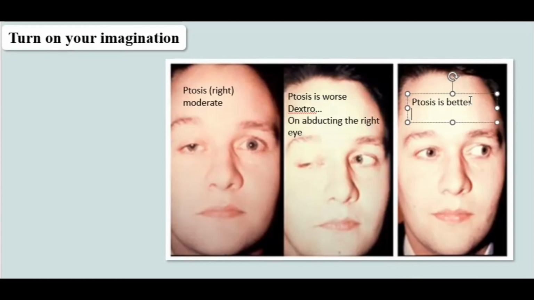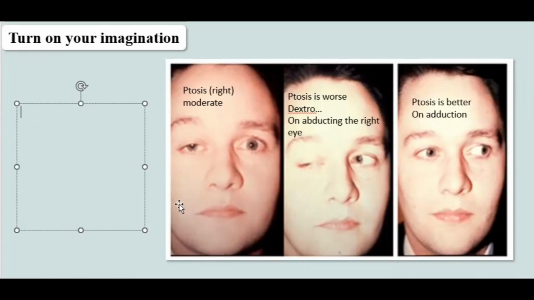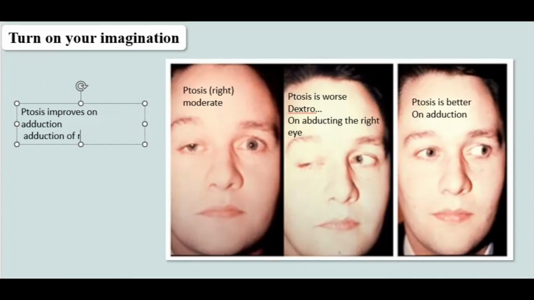Yes. So here on adduction, you can also appreciate the eyebrow becomes normal level. Like here, if you compare the eyebrow, it becomes in the same line as the other one. All right. So what is the summary? The ptosis improves on adduction. How about the adduction itself of the right eye? The right eye adduction. Yeah, it does seem to be mild, limited. So mild underaction. Yes.